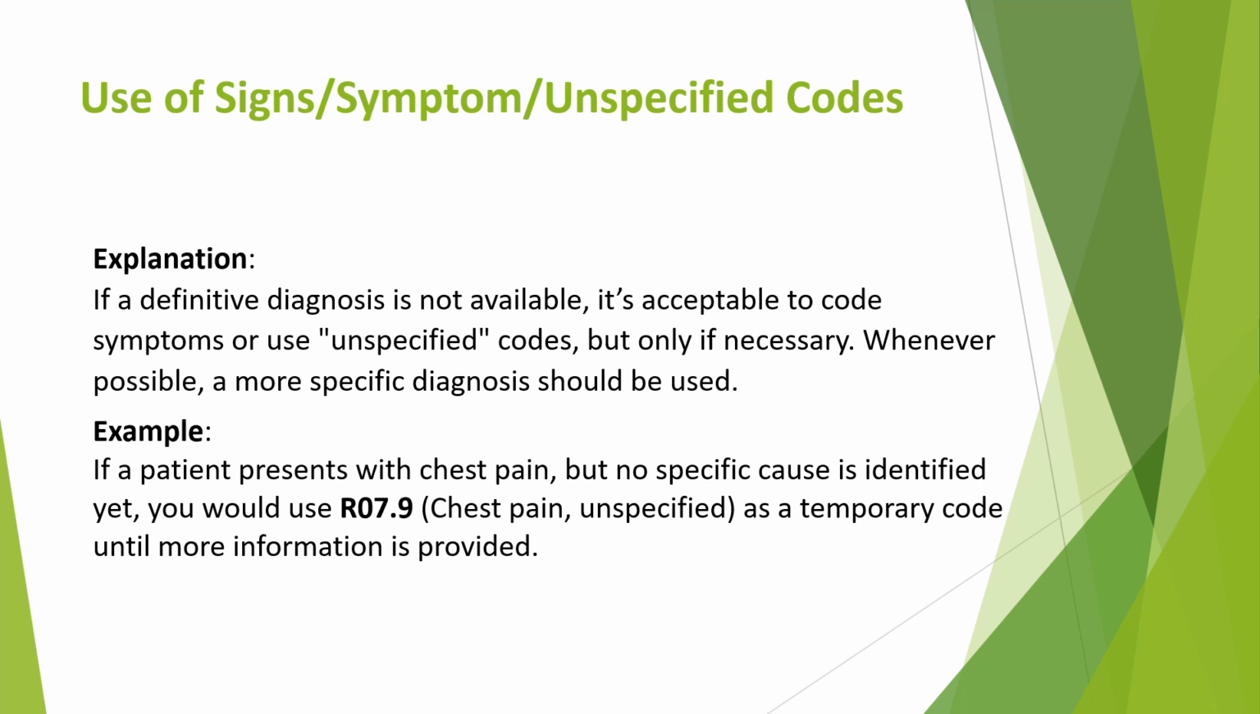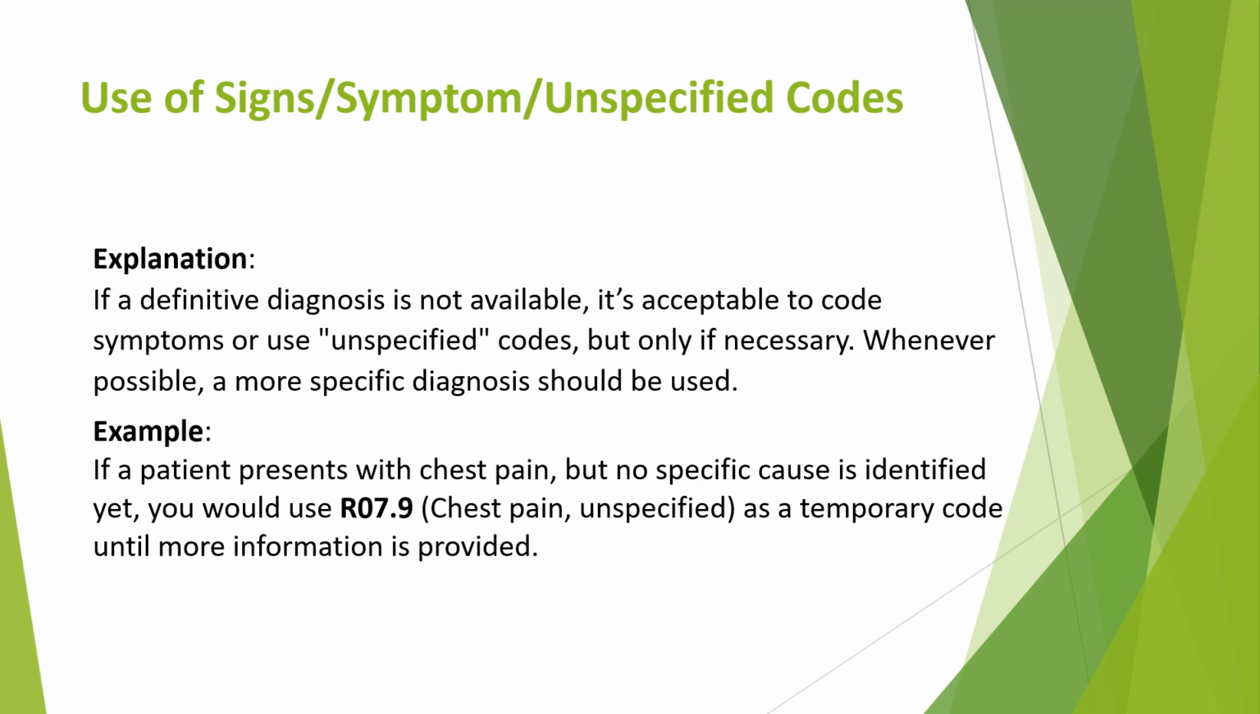Next, use of signs, symptoms, and unspecified codes. If a definitive diagnosis is not available, and no single condition exists in the document, then it is acceptable to assign the symptoms, or we can utilize the default codes or unspecified codes, but only if it is necessary. The first priority is to go with the symptoms which are documented. For example, the patient presents with chest pain but no specific cause is identified yet. So in the current visit there is no condition established.